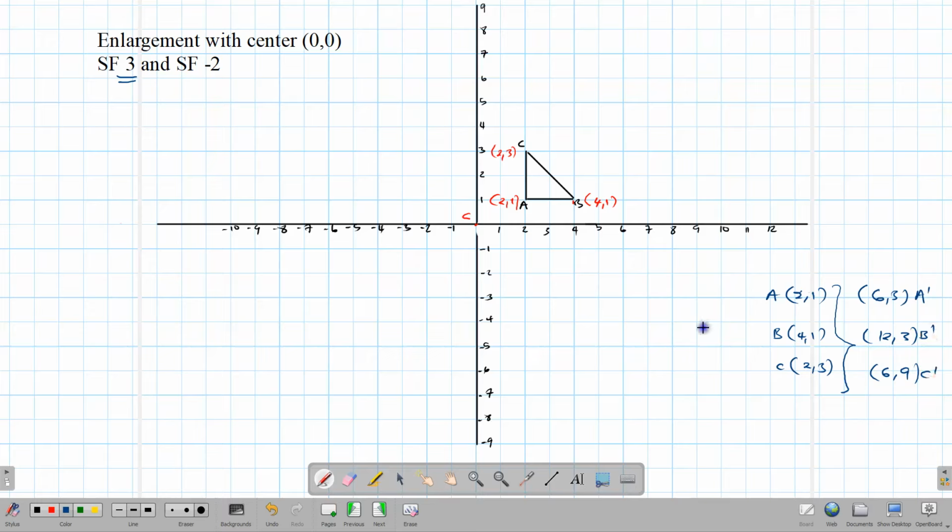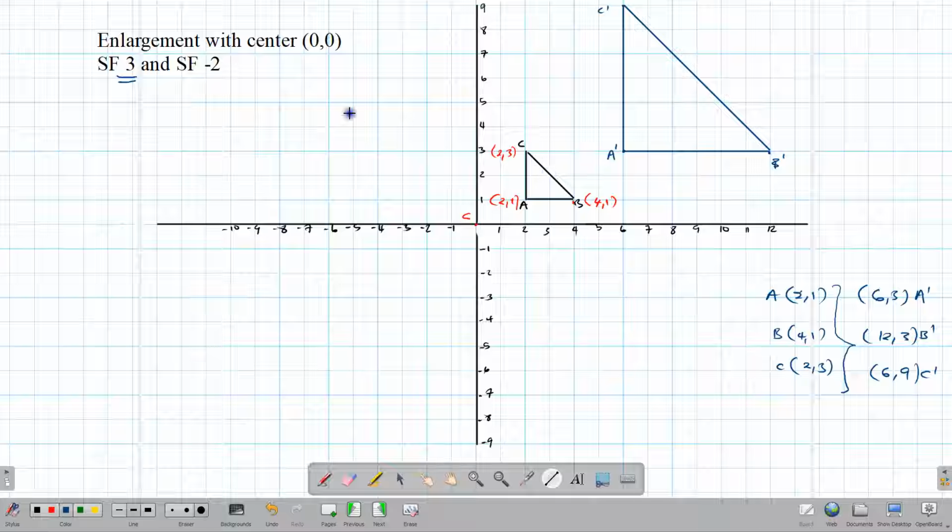And we can simply draw it in and look at it. So 6, 3 will be here. 12, 3 is over here. And the 6, 9 is up here at the top of our graph. Let's just label them A prime, B prime, and C prime. And let's draw in our triangle. So there we have our triangle, the image of triangle ABC with an enlargement with scale factor 3 and center 0, 0.